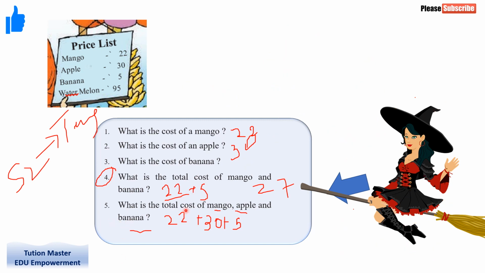Now the fifth sum I'm solving for you. Same way now in the fifth. Similarly, you have to write ones and tens first. So in ones, what is the cost of mango? Mango cost is how much? 22 rupees. And the total cost of mango, apple and banana they had. So total cost means you have to add all three: 22 plus 30 and 5.